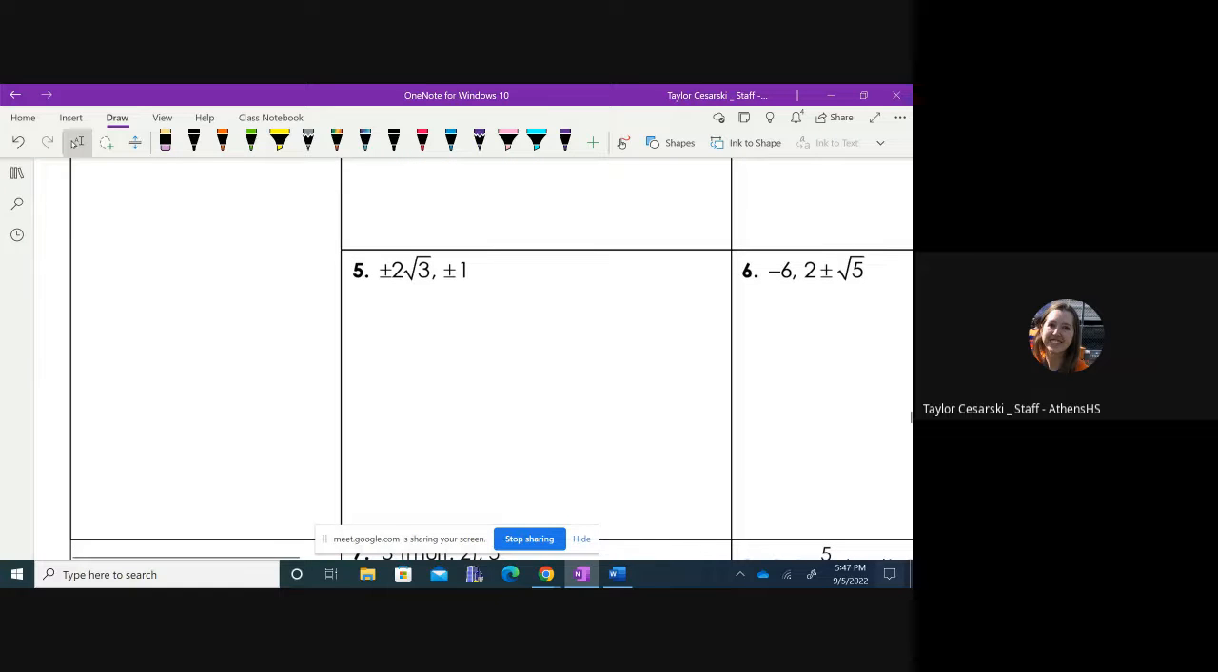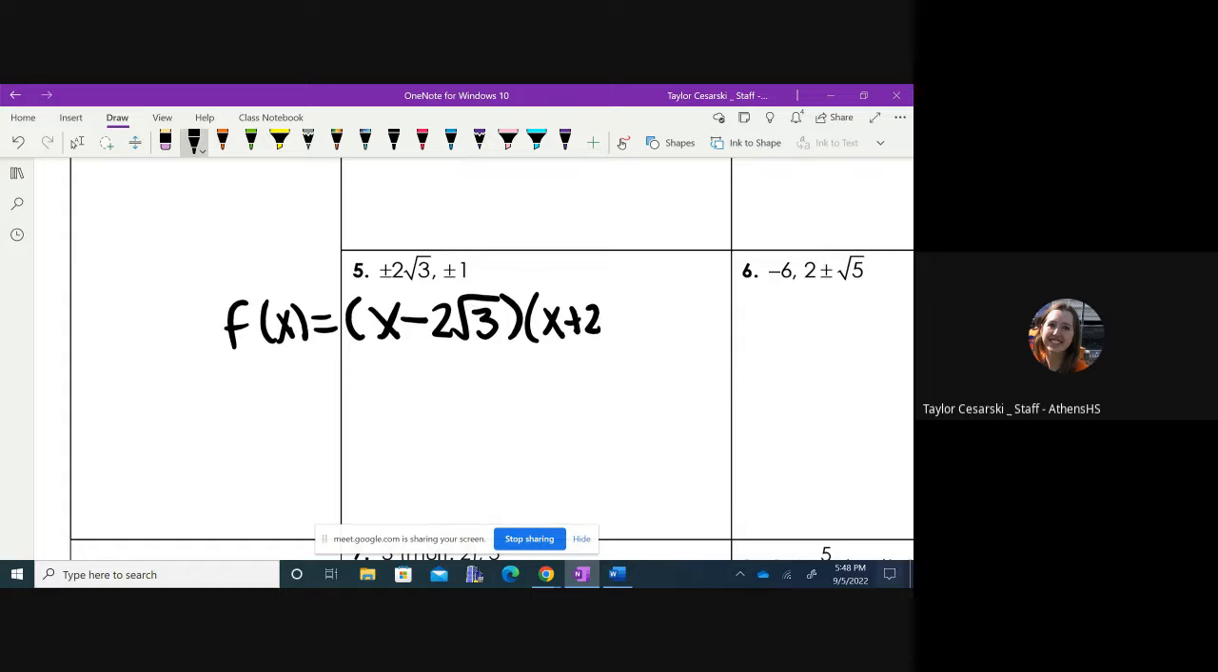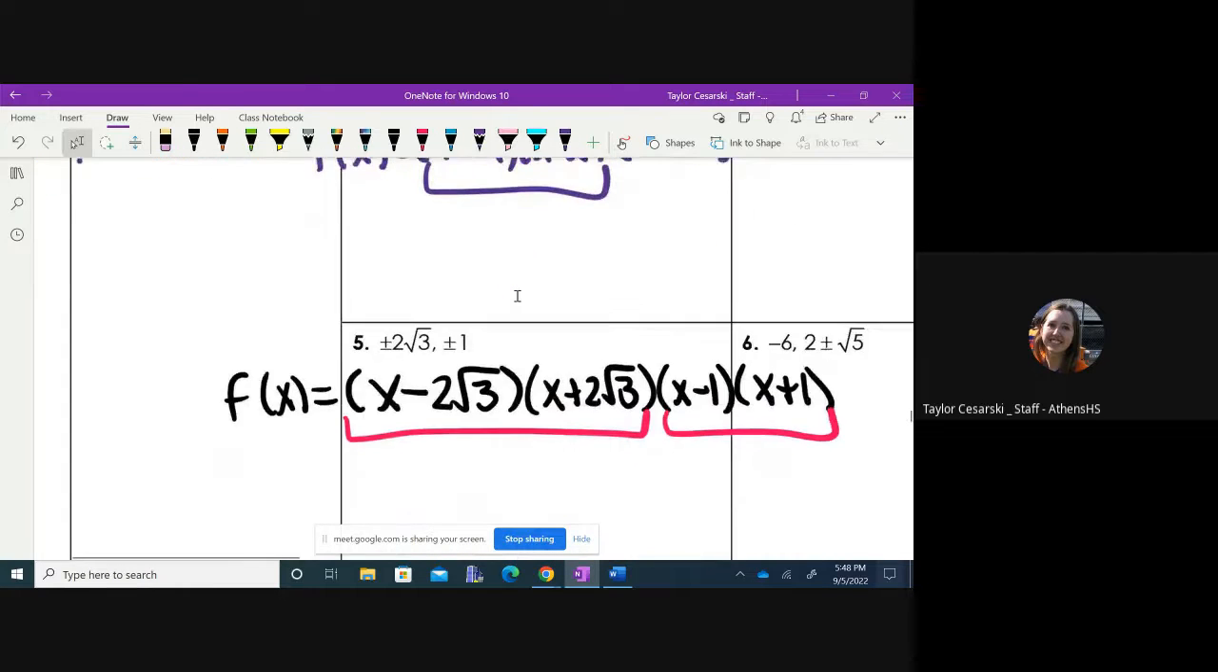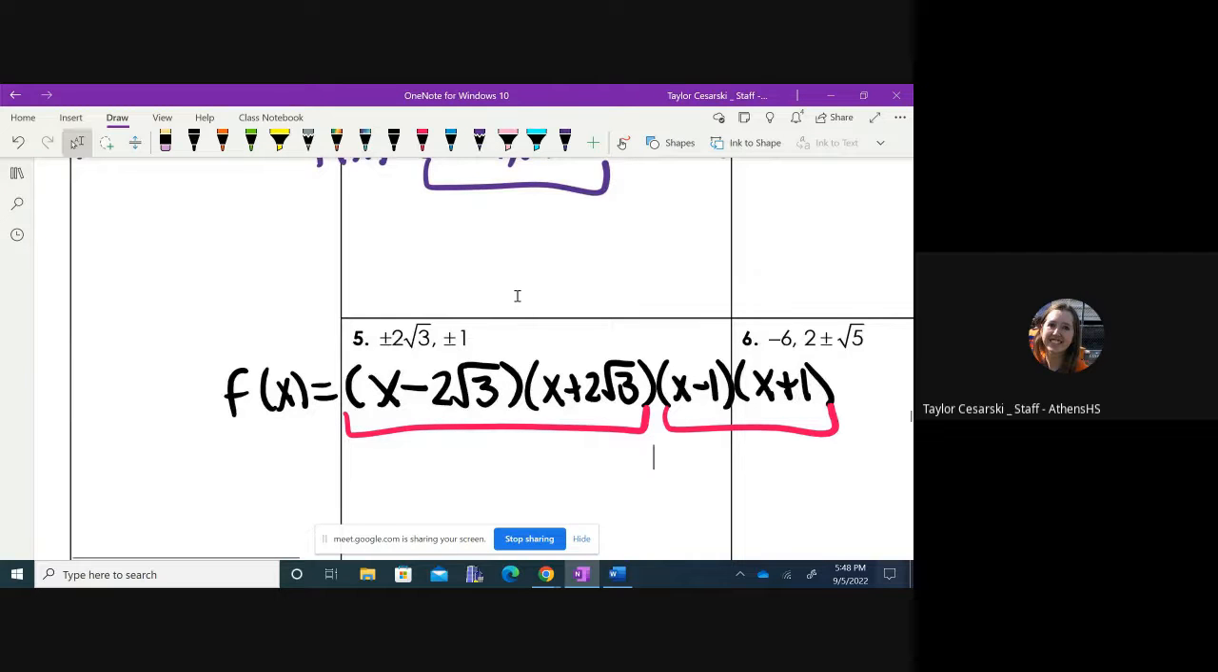All right, number 5. Same thing here. f of x equals x minus 2 square root 3, x plus 2 square root 3, x minus 1, and x plus 1. So that is it in factored form. Here's my kind of hint, suggestion, is the ones that look similar. I know it's not very specific, but like these two go together because they're both positive and negative square root 3, the ones that are opposites of each other. Multiply those together first because like the x plus 2, x minus 2, you're going to get some cancellation going on. And it's going to make it a little bit easier to work with.